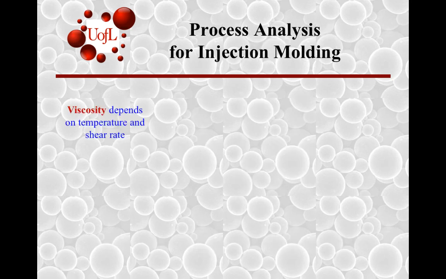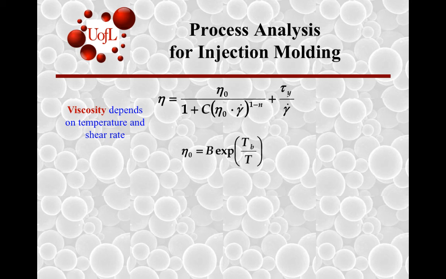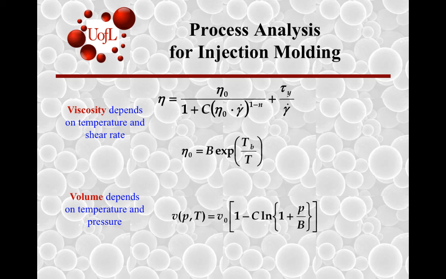for a three-dimensional material. So viscosity, for instance, depends upon temperature and shear rate, as we saw. And so it is captured by an equation of this kind called a Cross model, and an Arrhenius model captures the temperature-based interactions. Volume depends on temperature and pressure, similar to PV equals nRT for an ideal gas. And so that can be captured by this modified Tait equation.